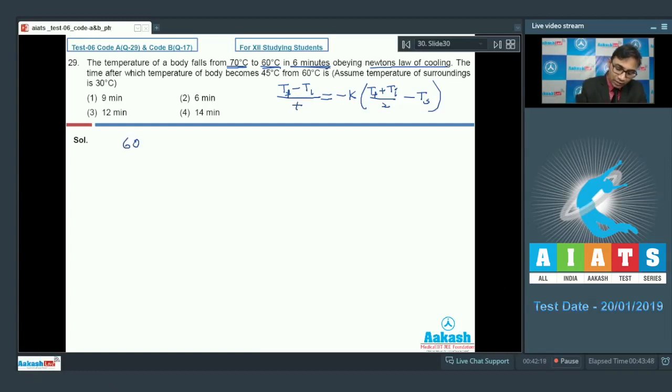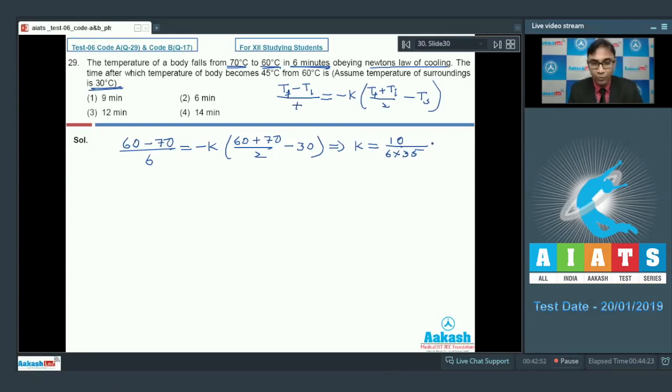So we can write 60 minus 70 upon 6 will be equal to minus K into (60 plus 70) divided by 2 minus 30, since the surrounding temperature of 30 degrees centigrade is given in the question. So when you solve it, you will get the value of K as 10 by 6 into 35. Now again the question says: the time after which the temperature of the body becomes 45 degrees centigrade from 60. So again the body cools from 60 to 45.